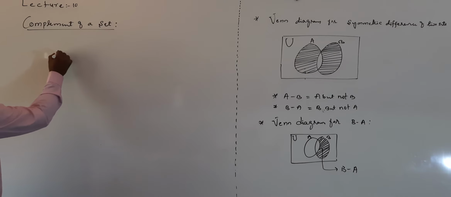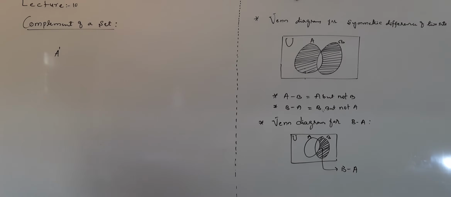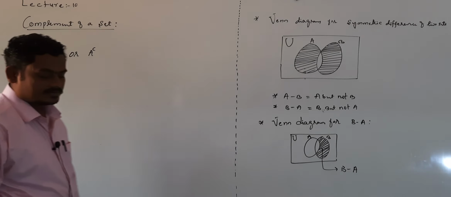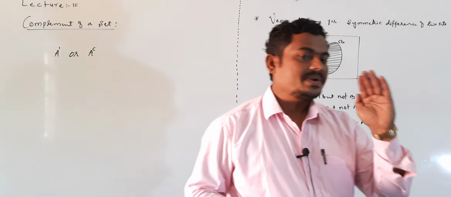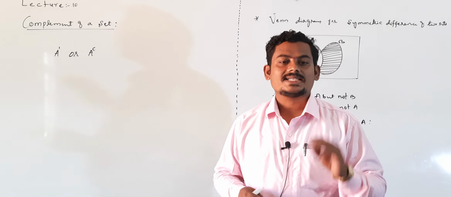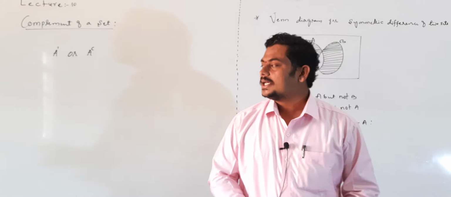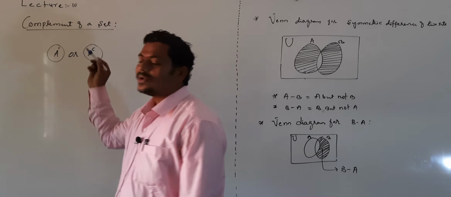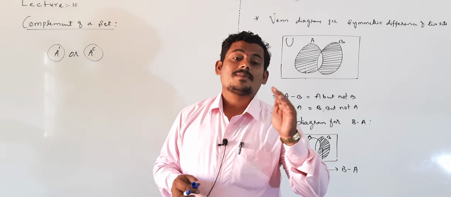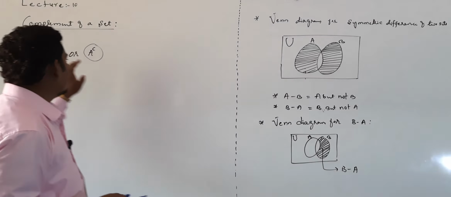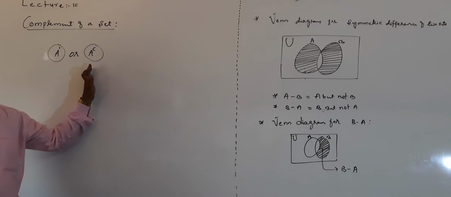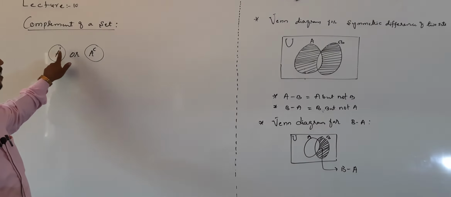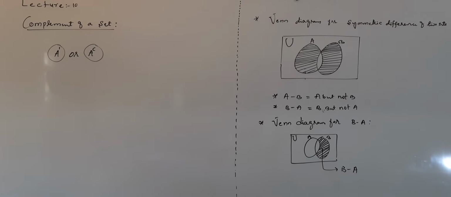The complement of set A is denoted with A prime or A power C. Complement of A is denoted with A dash or A power C. This is the symbol for complement of A. Both are one and the same. A prime means complement of set A. Then what is A complement?